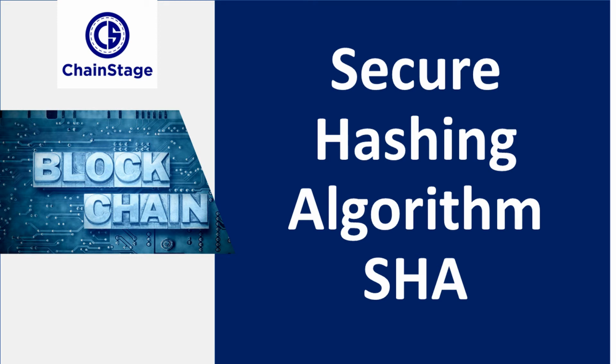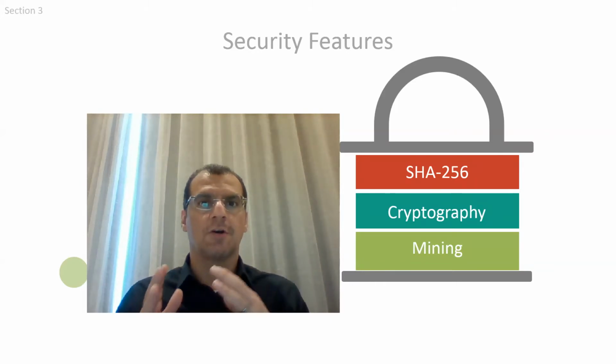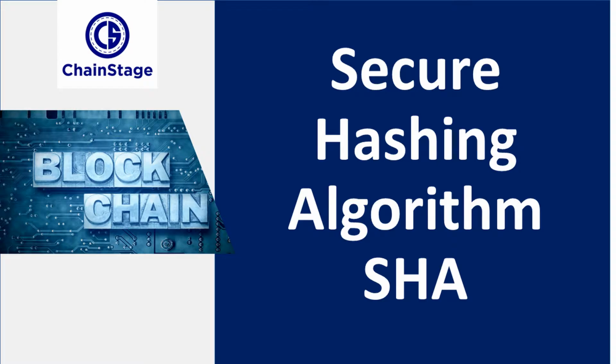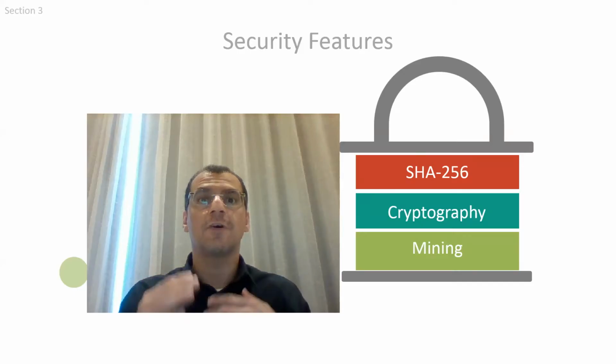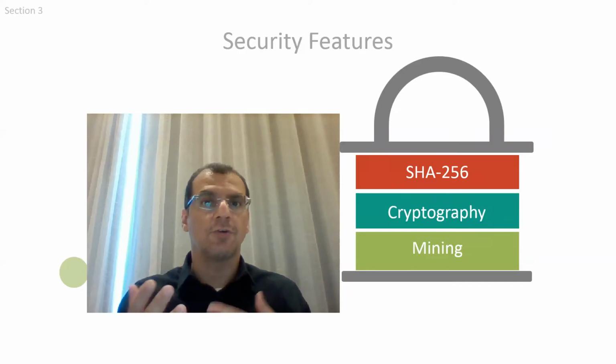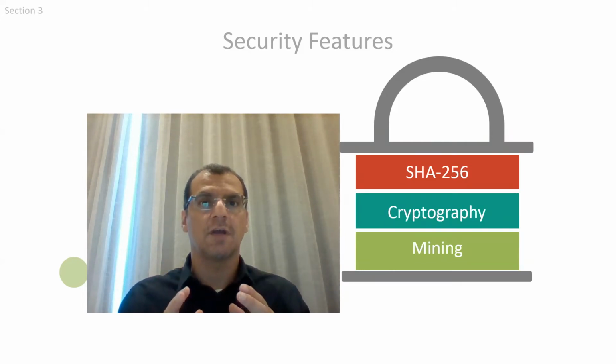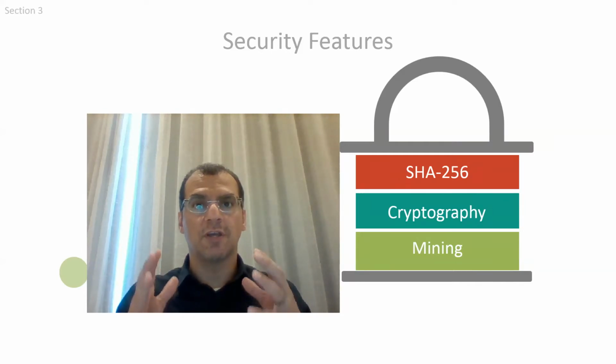So in this video, I'll be talking about the security layers of blockchain. The first layer is SHA, that's Secure Hashing Algorithm, right? Now, secure hashing algorithm is one of the fundamental security aspects of blockchain, which makes it resilient and powerful, and it also presents opportunities to implement blockchain on different use cases.